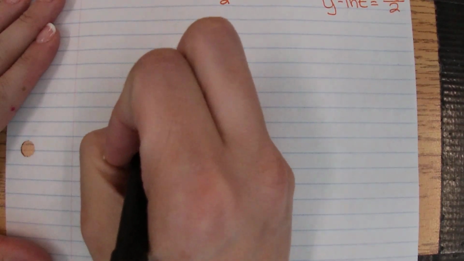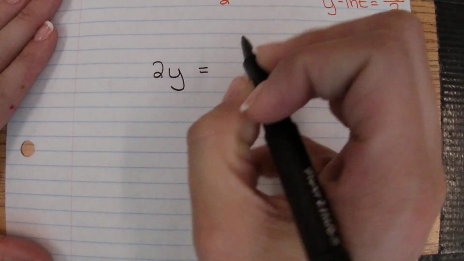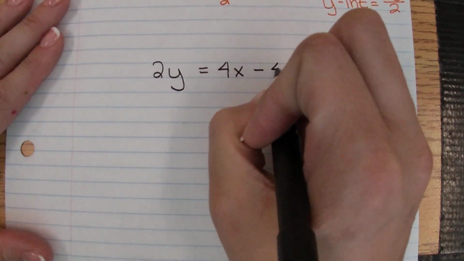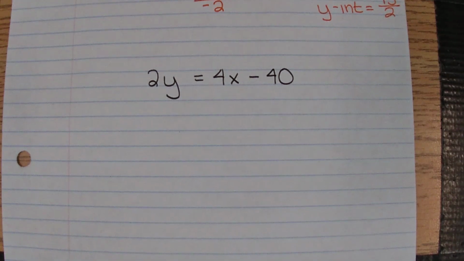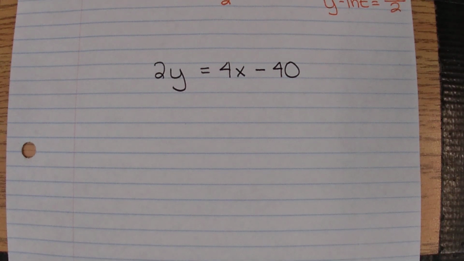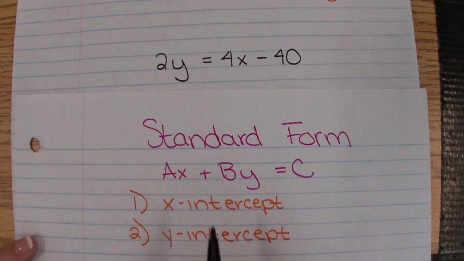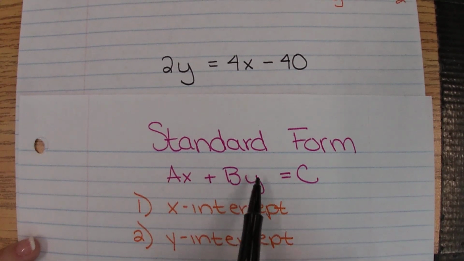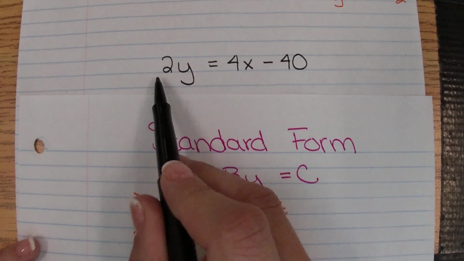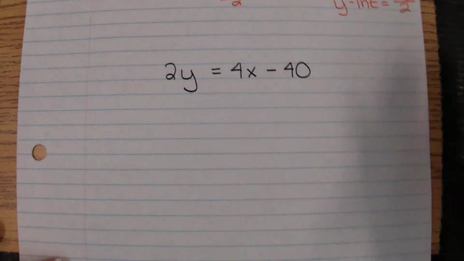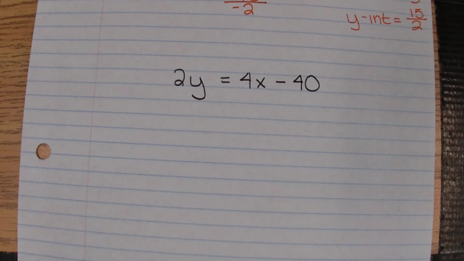Let's say we have 2y equals 4x minus 40. And we want to find the x and y intercept. Okay, in this situation, we're in a little bit of a bind, right? We said that we have to be in the form ax plus by equals c. And we definitely don't have ax plus by, right? x and y are on opposite sides of the equal sign.